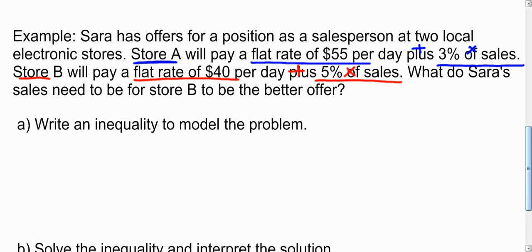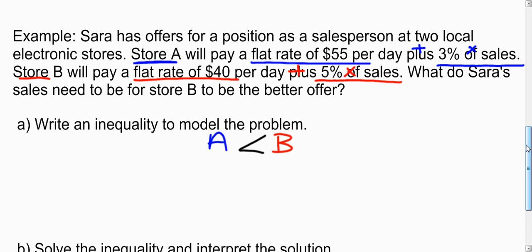So store A, you make more each day, but your commission is less, so you make 3% instead of 5%. And then at store B, your regular pay is less, but you make more commission. So kind of depends how ambitious you are. Store A, you're guaranteed more money. But at store B, if you sell more, you're going to make a lot more, right? So we're going to model this problem. We need to know what sales need to be for store B to be the better offer. So we want store B to be greater than store A. That's basically what we're doing.